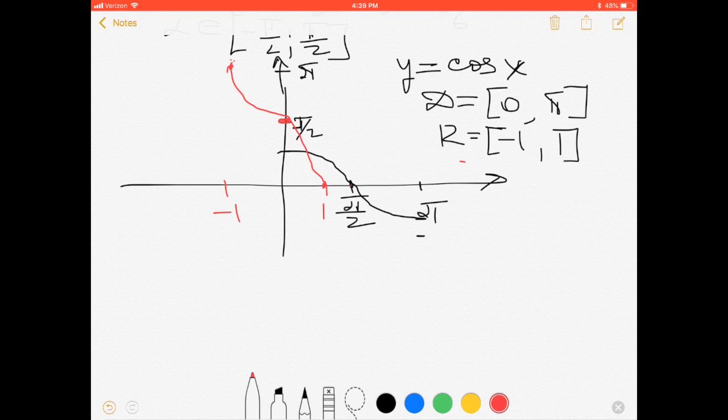Believe me, something like this. And remember about the domain of the new function. Domain is [-1, 1]. Range is from 0 to pi.